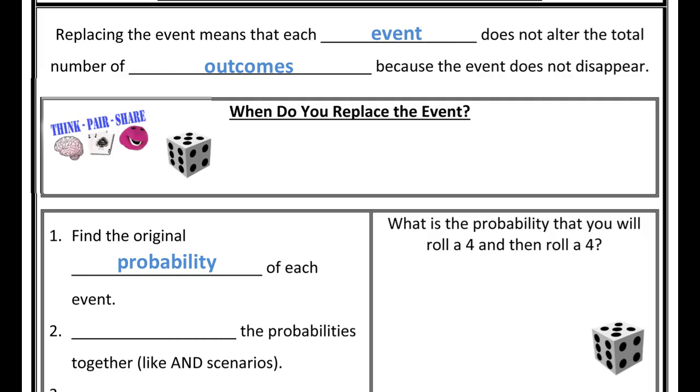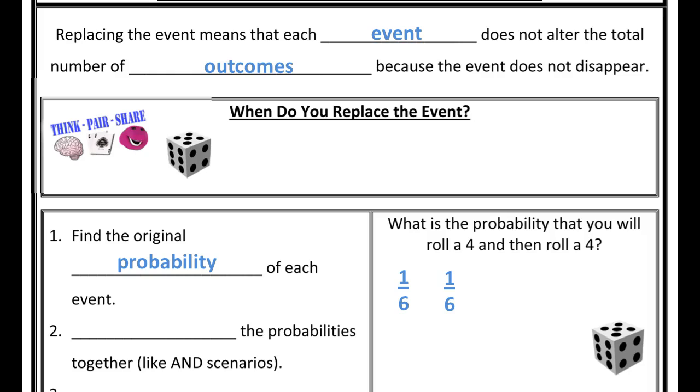So the probability of the first roll, there's 1 in 6. The probability of the second roll, still 1 in 6. We didn't peel the sides off the die. Nothing changed. Still 6 sides, still one side that is 4.